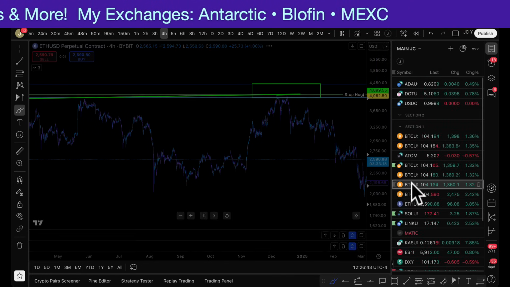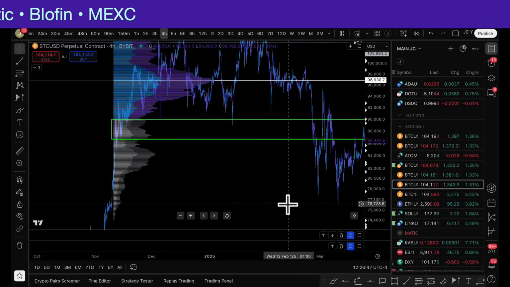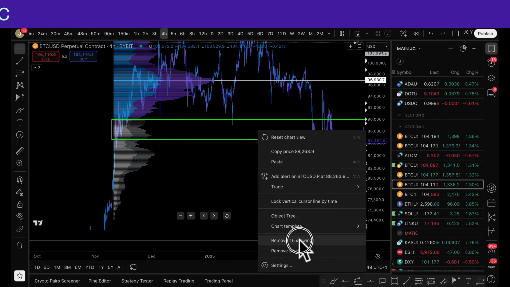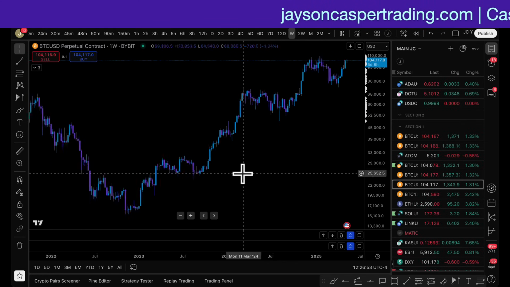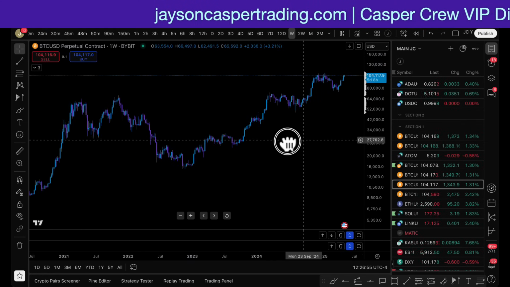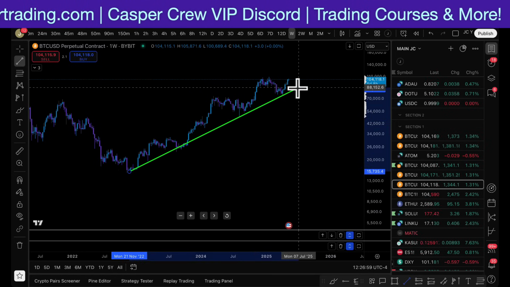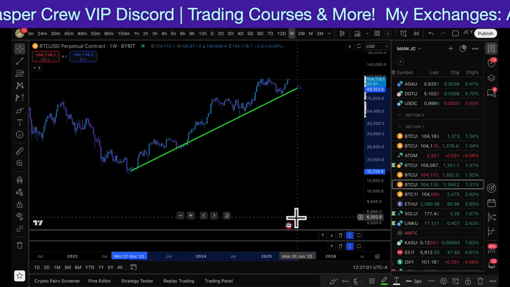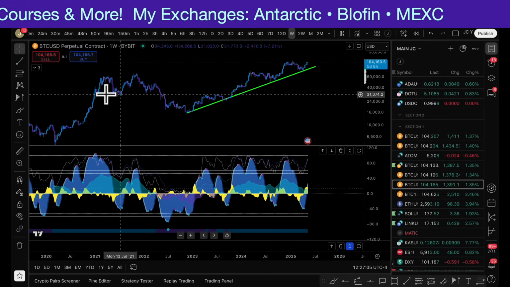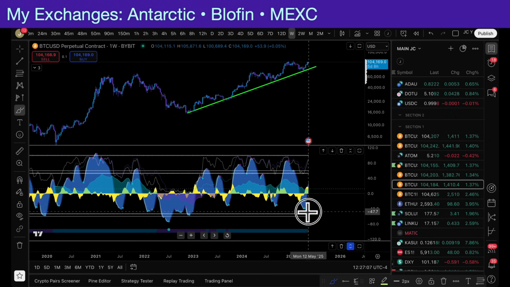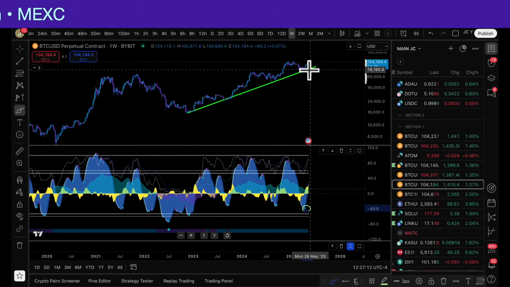Now I want to talk about something called a hidden divergence. A hidden divergence is a continuation pattern in a trend. What is a hidden divergence? A hidden divergence is when you're in a clear uptrend that is making higher highs and higher lows, as we are right here. A hidden divergence is when the oscillator is actually making a lower low as the price is making a higher low in an uptrend.